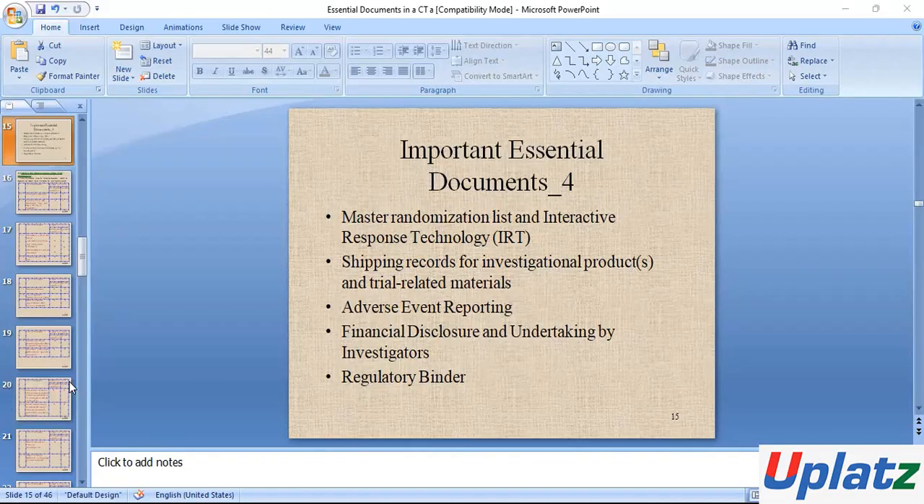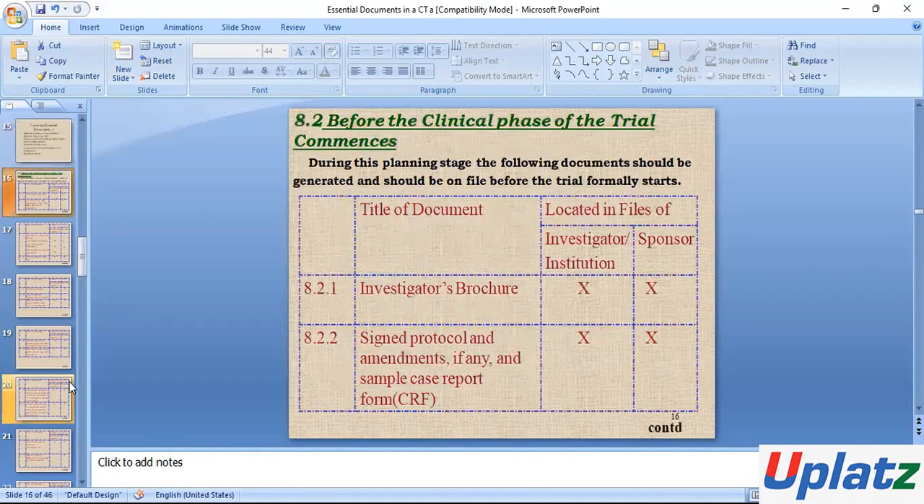Last is regulatory binder. All these essential documents are stored in physical or electronic file that contains all the documentation related to the trial. Okay, so the regulatory binder should be kept in a secure location. Access should be restricted to authorized personnel. The regulatory binder should be also available for inspection by regulatory authorities such as FDA or European Medicine Agency.